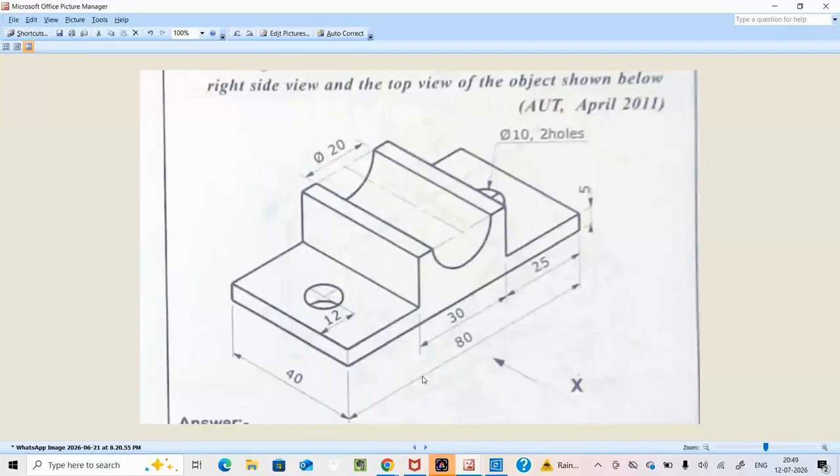The only thing is that the hole is not visible in the front view and left side view. It is only visible in the top view. So the complete hole should be drawn only in the top view. In the left side view as well as the front view, that hole will be dotted. The remaining things you can just draw.